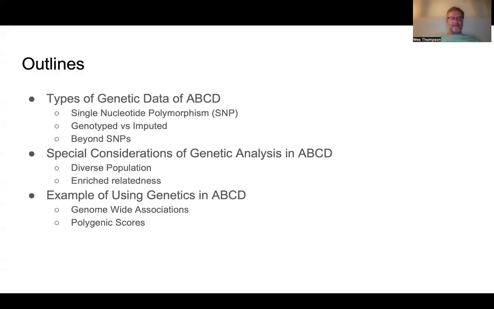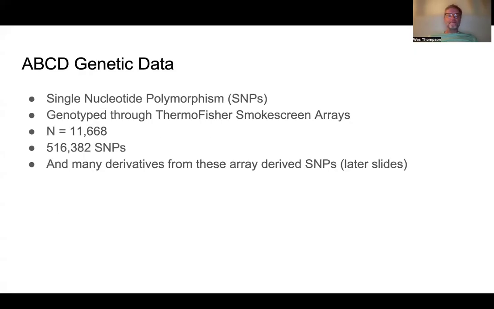I'm going to talk about special considerations for the genetic analysis of ABCD, including its diverse background population, and also enrichment for relatedness. So there's lots of siblings. There's monozygotic and dizygotic twins, and so forth, and that causes issues with doing genetic analyses. And then I'll give examples of using genetics in ABCD, including genome-wide associations using the SNP data, as well as polygenic risk scores.